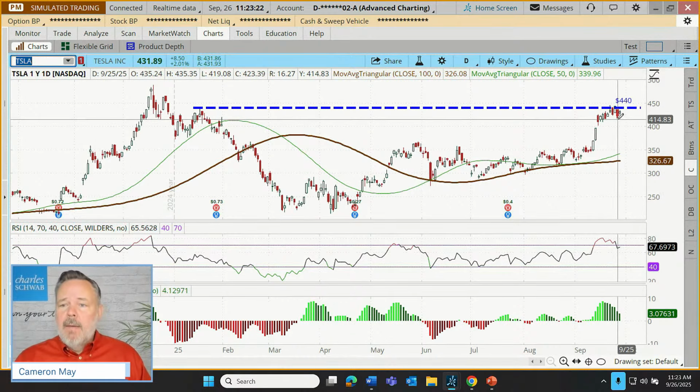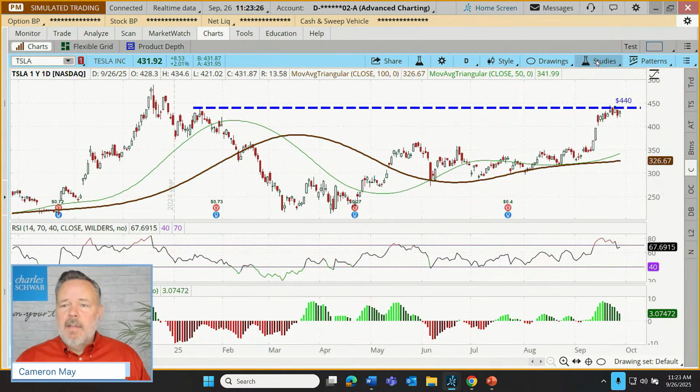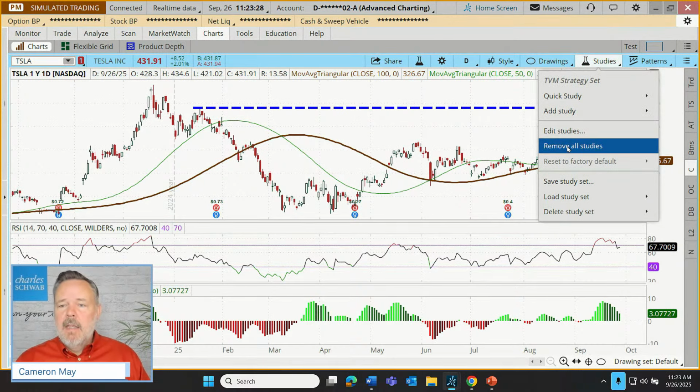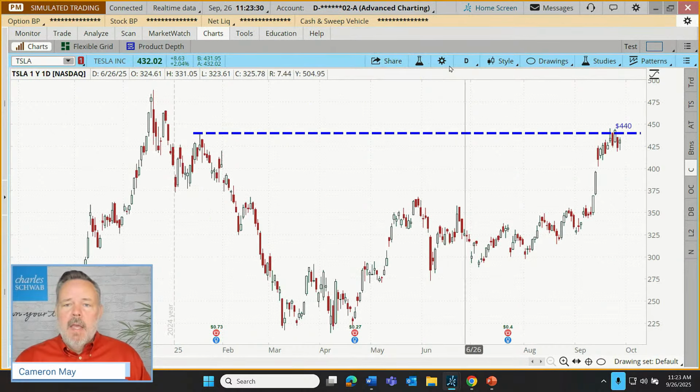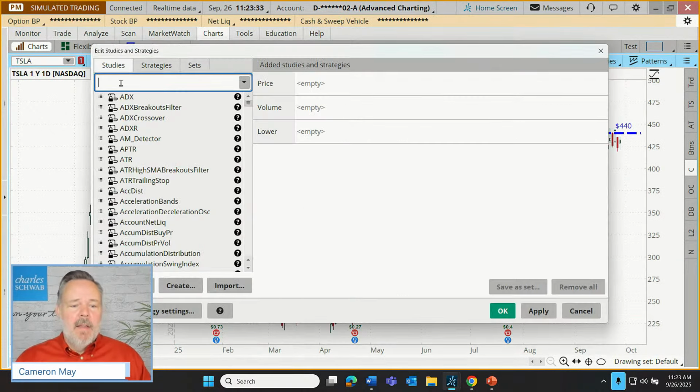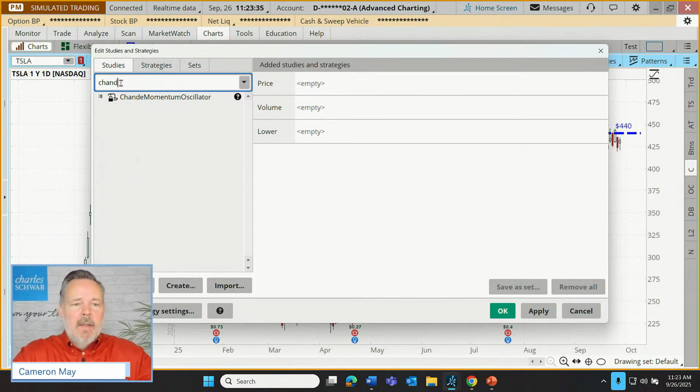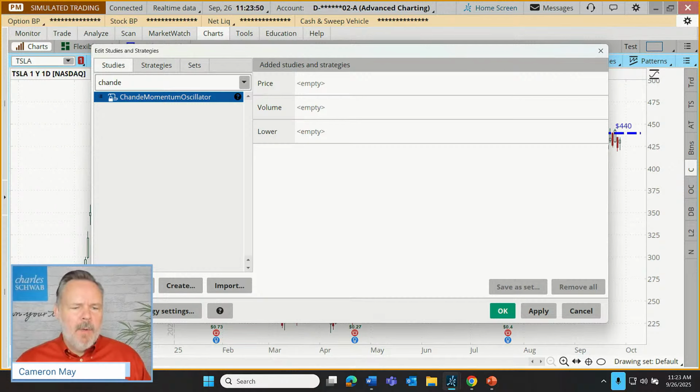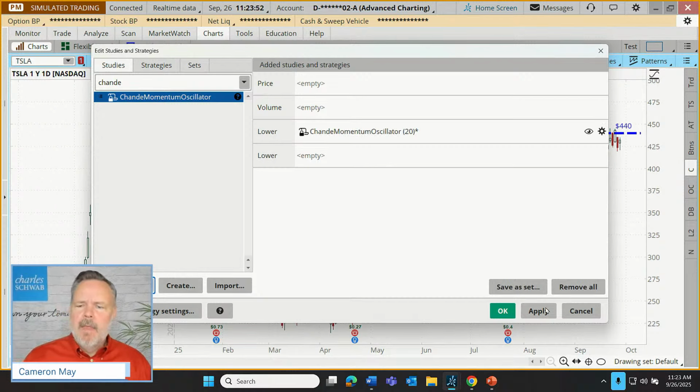Anyway, but let's clear off our drawing set. Let's start with a clean chart, and I'm going to add up here the Chande. So it's spelled Chande. You can see why someone who's not familiar with the gentleman named Tushar Chande might see this and say, ooh, Chande sounds exotic. Anyway, I'm going to apply that to our chart.